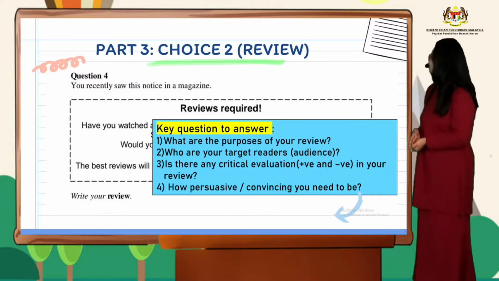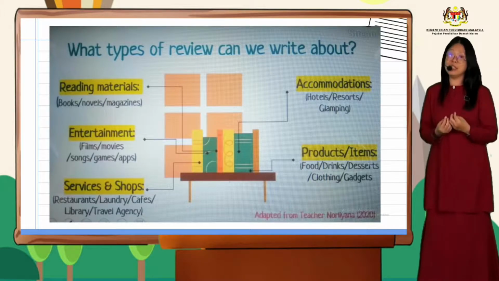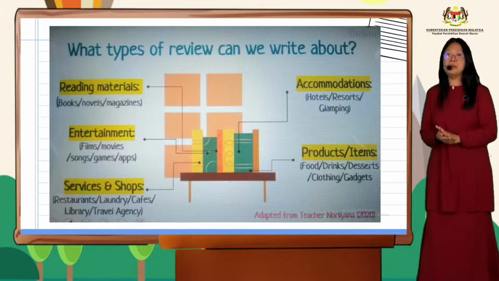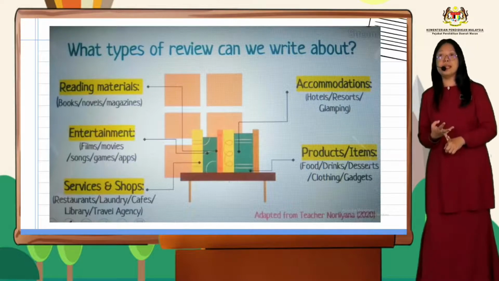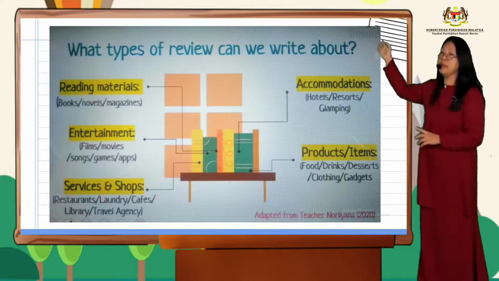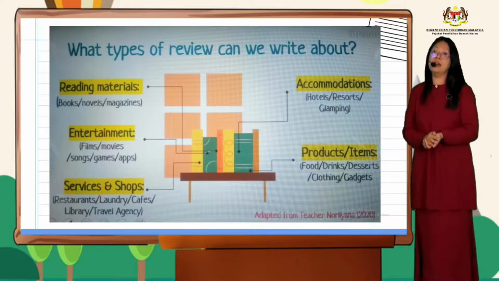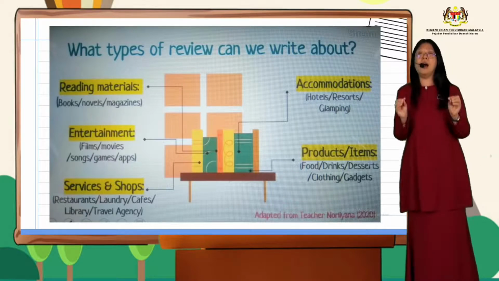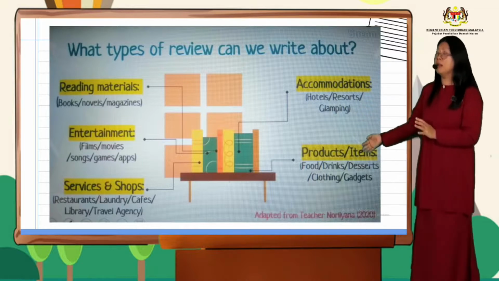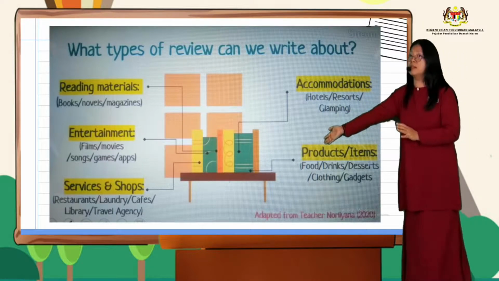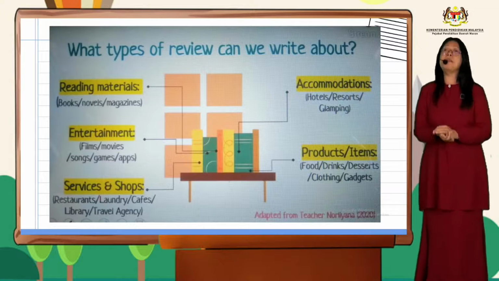Next, we will look at what type of review we can write about. As I mentioned earlier, reviews are not only limited to products, film, music, or books. Not limited to reading material, entertainment, or products. We are pro about these three things, so you don't have to worry about this. But how about service and shops? Accommodation. So a review can be many things.